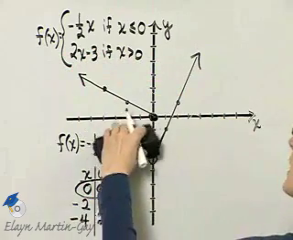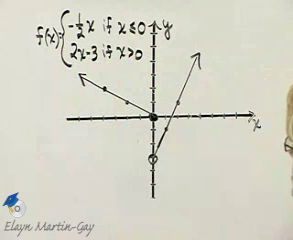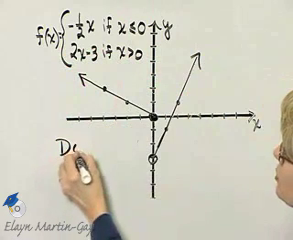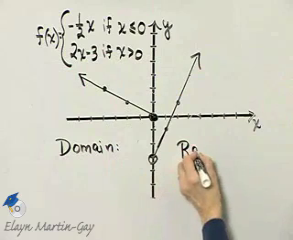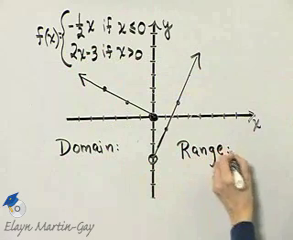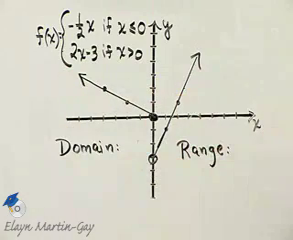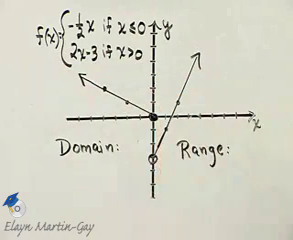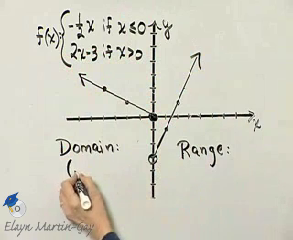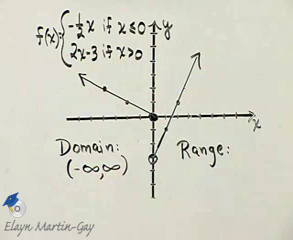Let's now look at the graph and write down the domain and range of this function. Let's write down domain and range. Remember, domain has to do with x, so how far left and how far right. Well, every single x value has been graphed, so for domain, it's -infinity to infinity.